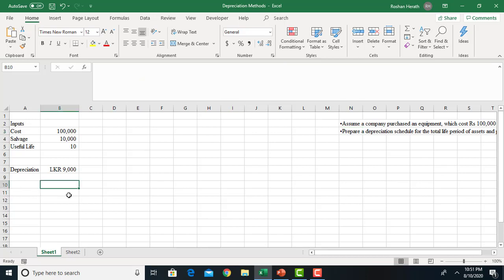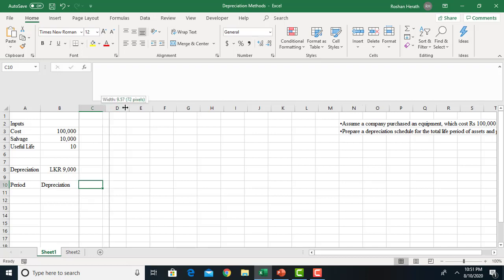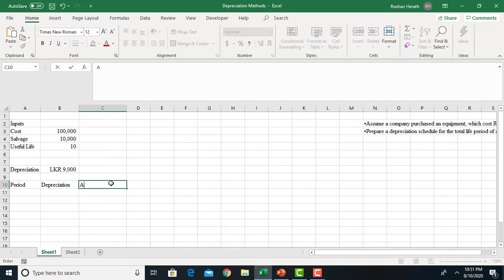So as we did in the case of loan amortization schedule as well, we may start with the period. Here we can start with the period. That is one of the important information. Then, since it's a depreciation schedule, you need to know the depreciation per annum. Then you need to have the accumulated depreciation as well. So you may get the accumulated depreciation.